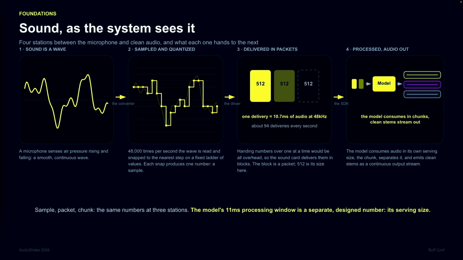So yeah, just zooming out a little bit, how does this work? You have an audio signal that's sampled in the system, 48K or 48,000 times a second, and then it creates buffers of 512 sample size, and that's fed into the model, and the model consumes the chunks, and you get a clean output of 3 different stems. So that's at a very high level what's happening.